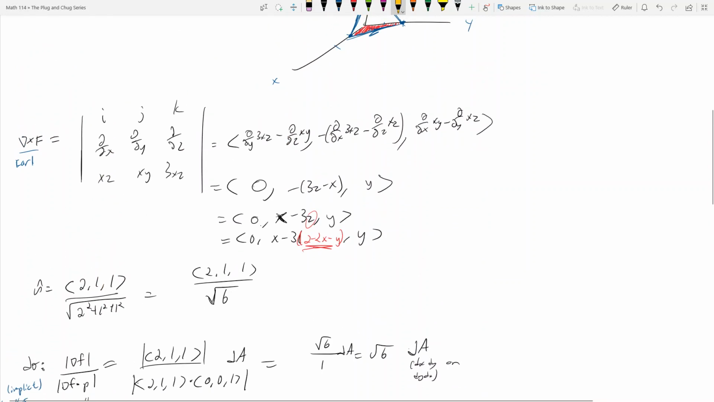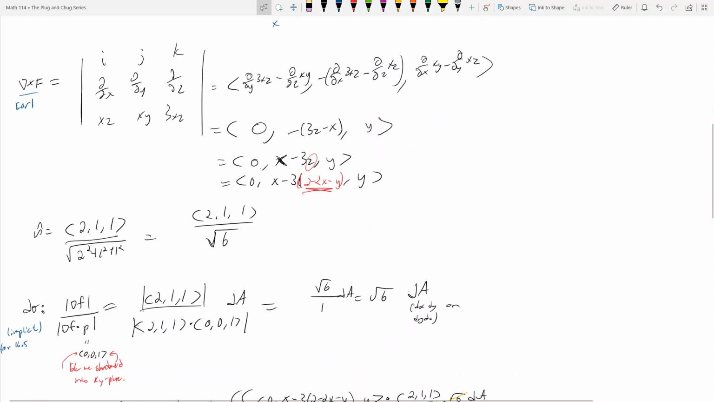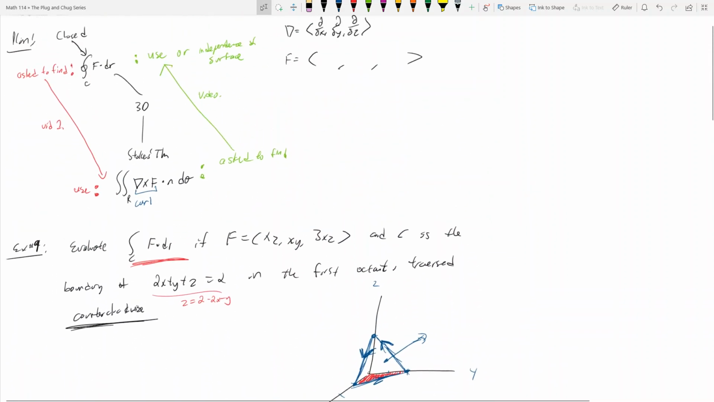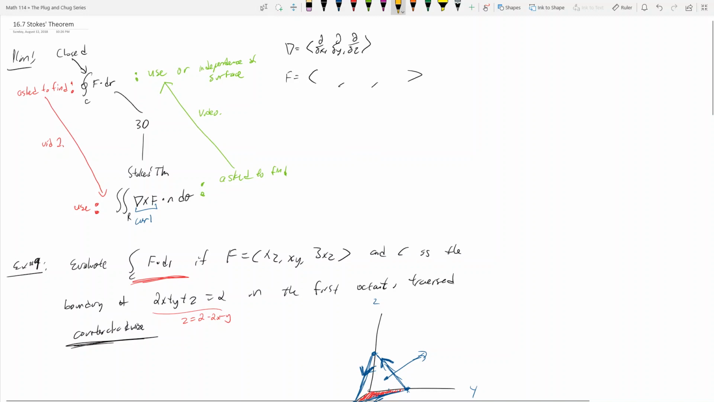So again, really good question. You see these all the time on exams. And this again was the first video where we went from the line integral to curl of F dot n d sigma. And in the next video, we're going to be asked to find this guy, and then we need to use the line integral or independence of surface.